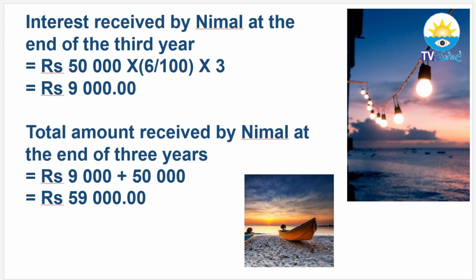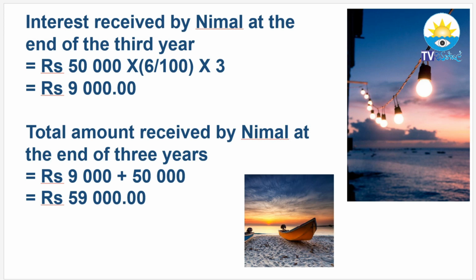Look at that step. The principal multiplied by the rate of the interest, 6 over 100, multiplied by the number of years, 3. You can calculate the total interest as 9,000 rupees. That is Nimal's total interest at the end of 3 years. The total amount received by Nimal at the end of 3 years, you can add both answers, 50,000 and 9,000.